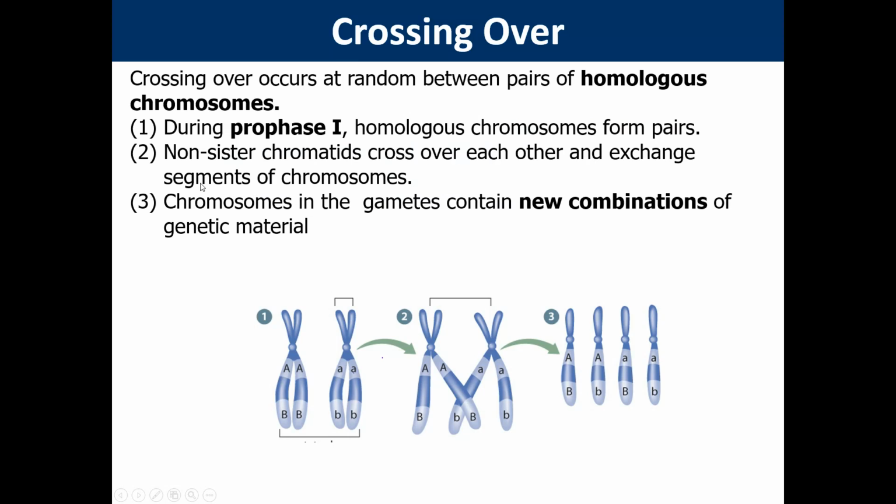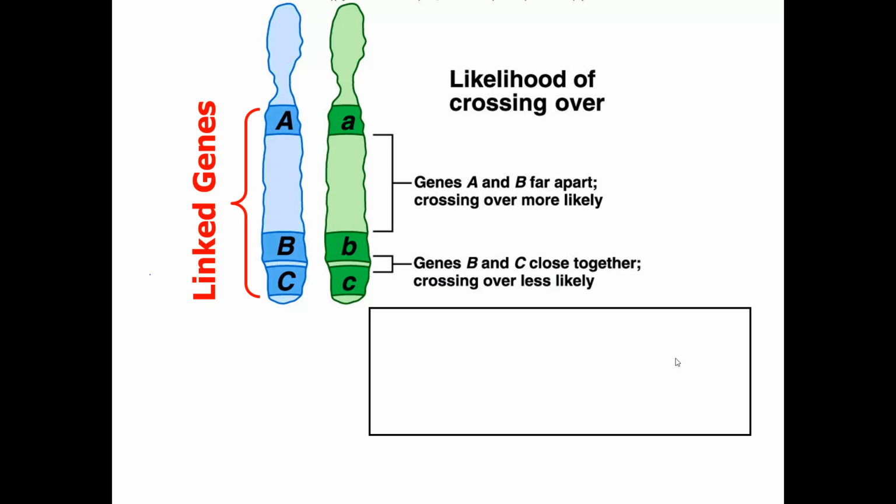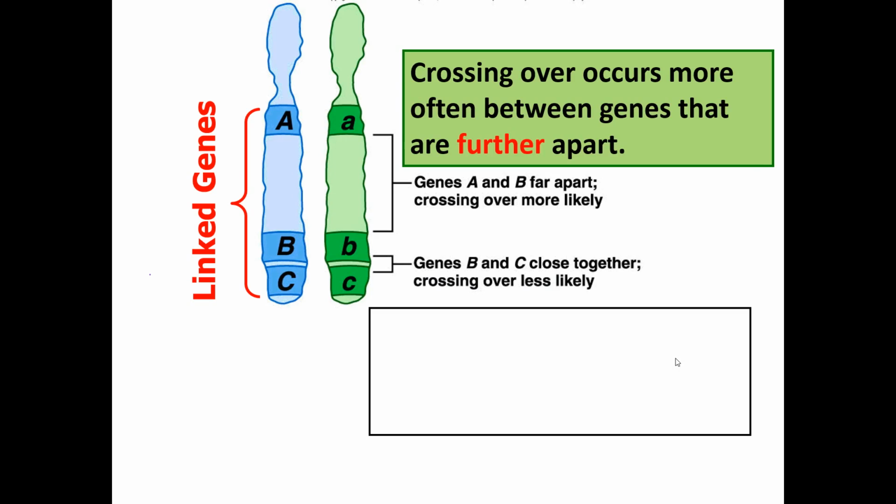So explaining it in detail, crossing over occurs at random between pairs of homologous chromosomes. During prophase 1, homologous chromosomes form pairs or tetrads. Non-sister chromatids cross over each other and exchange segments of chromosomes. Chromosomes in the gametes contain new combinations of genetic material. Crossing over occurs more often between genes that are further apart.